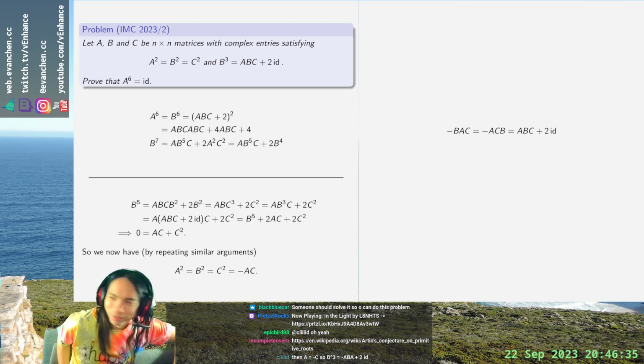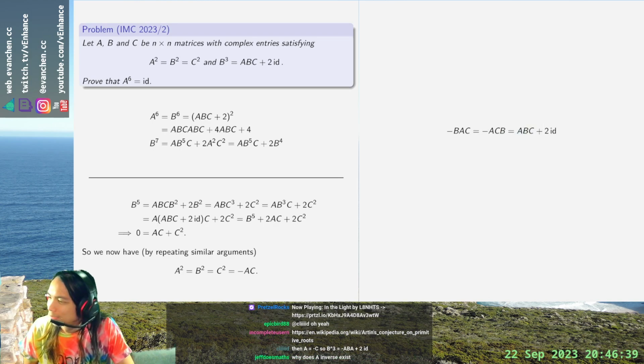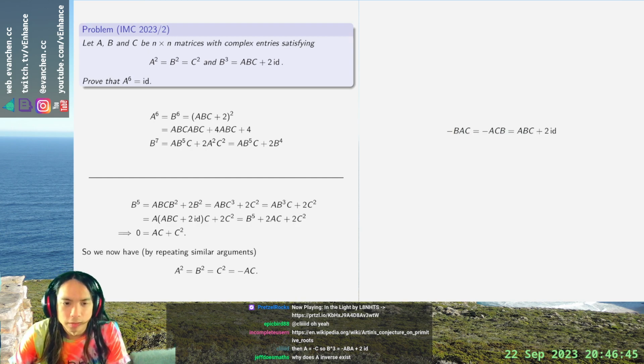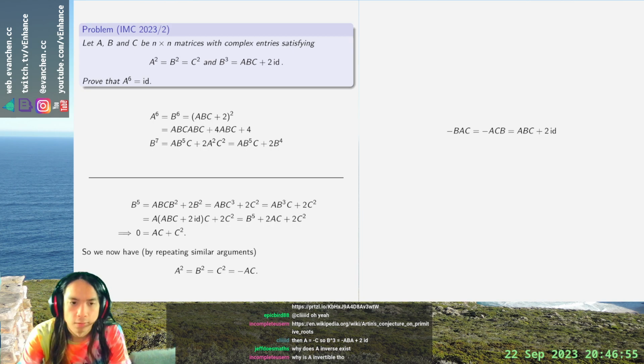Oh wait, yeah, actually hang on. If A is invertible, then a squared plus... okay, yeah, here invertible, okay? In particular A is invertible. Consequently, a plus c is equal to 0.